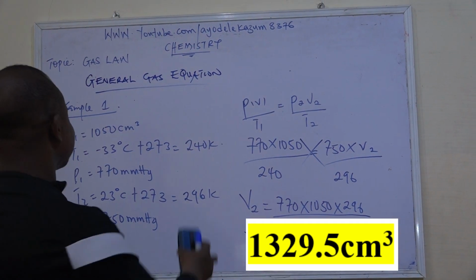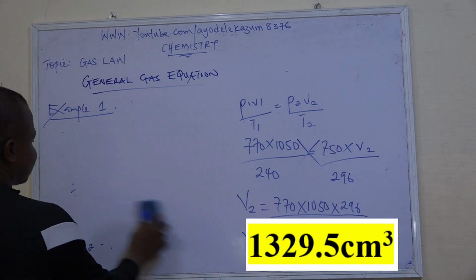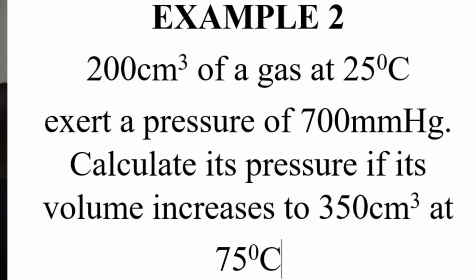Just look at the screen, quickly look at the screen. 200 cm cubed of a gas at 25 degrees C at a pressure of 700 mmHg. Calculate its pressure.